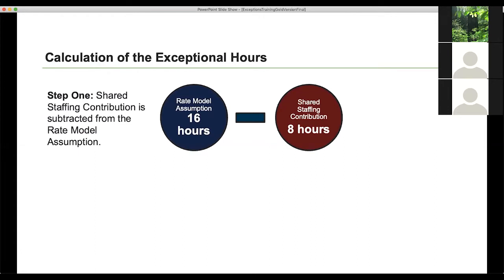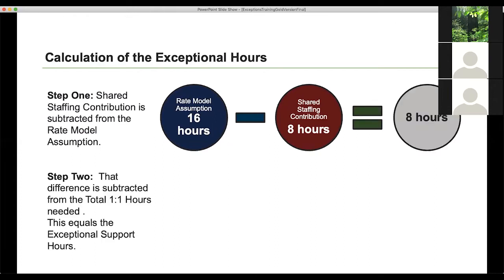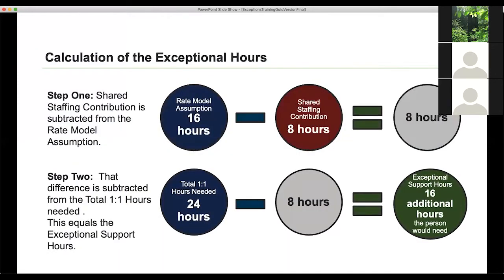So when we talk about one-on-one, because exceptional hours are always going to be one-on-one hours, we want to take away those shared staffing contributions. That doesn't count. Because if we have the shared staffing and we're expecting that for the one-on-one, then who's providing support to the other people in the home? That takes away that resource from others. So our rate model assumes 16 staffing hours, but we'll take away the 8 that are shared, to ensure that there's adequate support for both the household as well as the individual. So 16 minus 8 equals 8 hours. So we know that we have 8 hours essentially of one-to-one in this person's model.